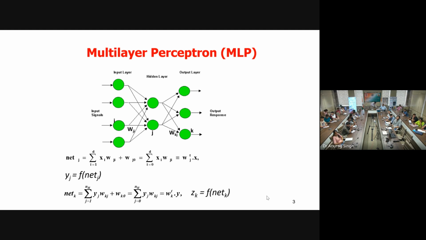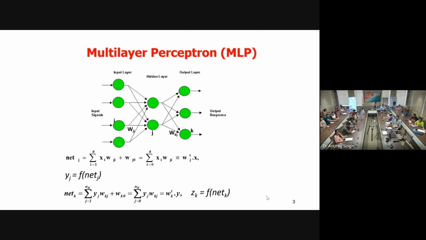How do you compute the input to this neuron? y1 into yk1 plus y2 into yk2 plus yn into ykn, plus some bias. So let's say this is nothing but net of k. So what is the output?